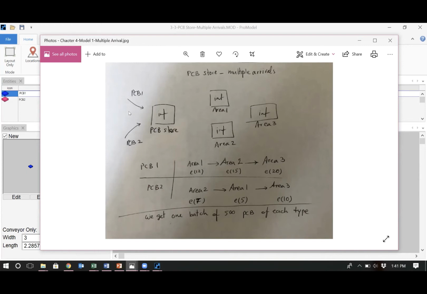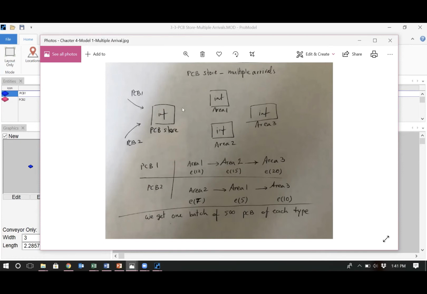So when one arrival happens to the system, when entities come to the system, we get 1 batch of 500 entities all together. They come to the system together in 1 arrival. So quantity each for PCB1 is 500. They all come together at the same time, and they go to PCB store. They go through the rest of the process one by one. It's not that they come in a batch of 500 and they go through the rest of the process in a batch of 500. No, that's not the case.